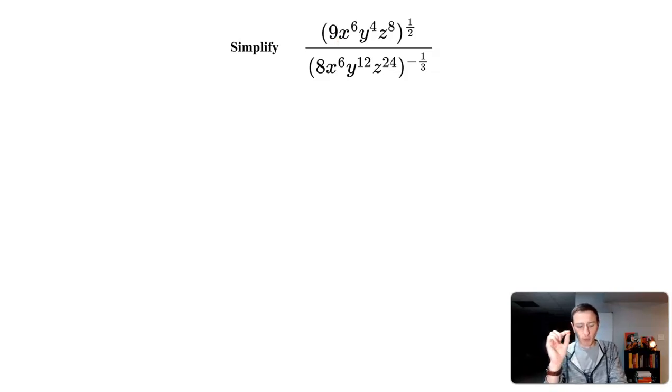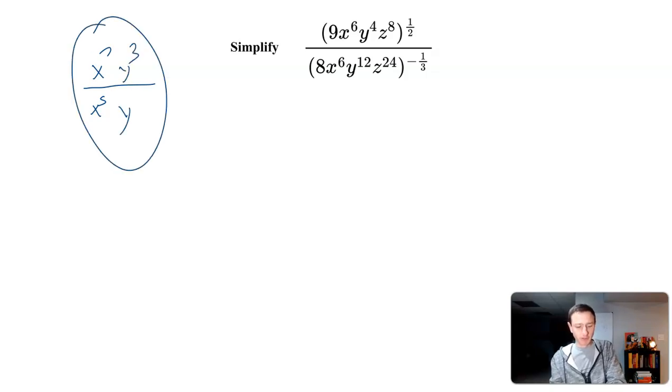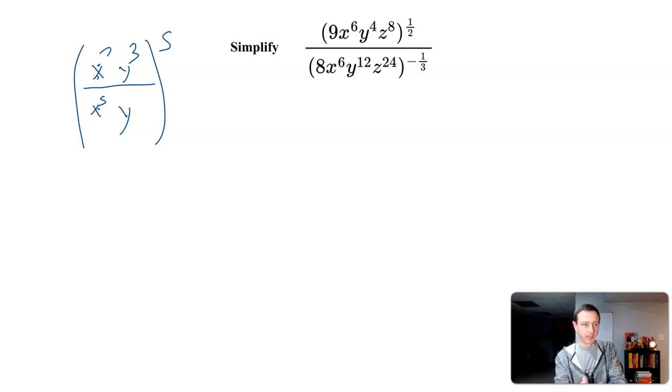Now, the way the question is written, I want to write something out. If I had x to the 7th over x to the 5th, y to the 3rd over y, something like that, these two problems are not the same problems. Let me just raise this whole thing to the 5th, just make up an exponent. This problem has this whole entire fraction being raised to an exponent. So I can actually simplify this, x to the 7th over x to the 5th, dividing by the same base, I subtract. I could do that and then raise everything to the power.